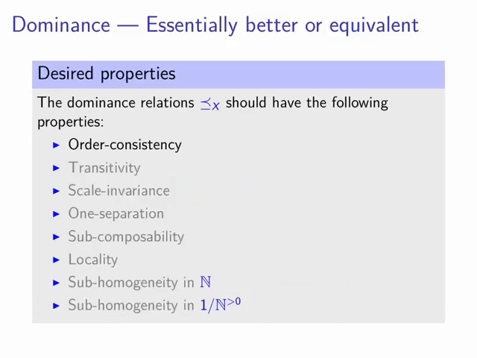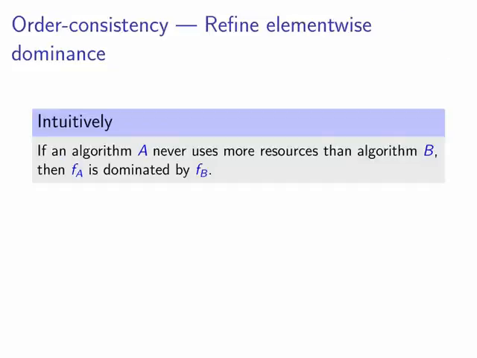These are the properties that the dominance relations should have. There are 8 of them, and the first one is order consistency. If an algorithm A never uses more resources than algorithm B, then the cost function of A is dominated by the cost function of B.